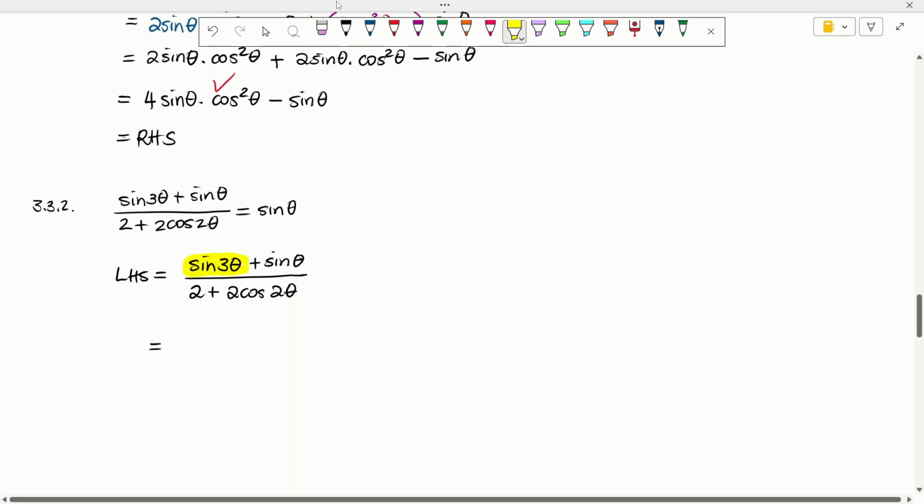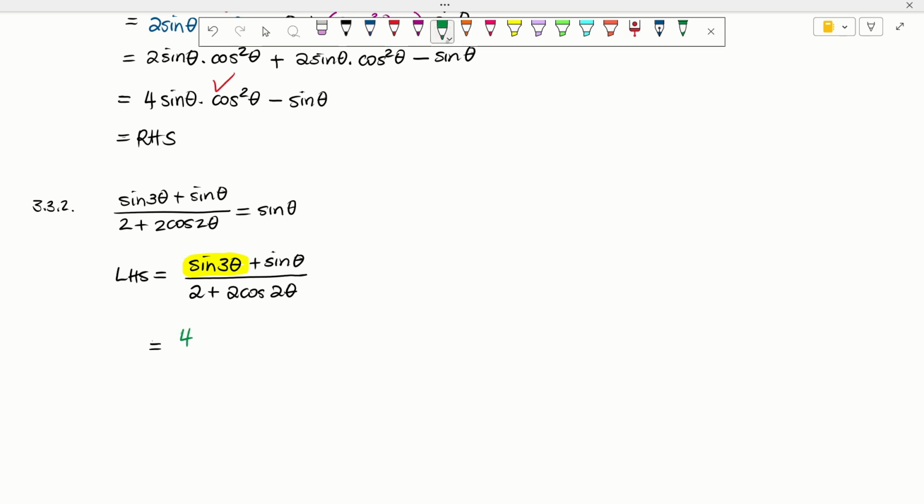So this is equal to, I'll write this in a different color, 4 sine theta multiplied by cos squared theta minus sine theta. That is sine 3 theta alone. And then I'm having plus sine theta going forward. And then I'm dividing all this by 2 plus 2 cos 2 theta. And you can already tell that that's a double angle identity. So we can as well change it into what it will become.